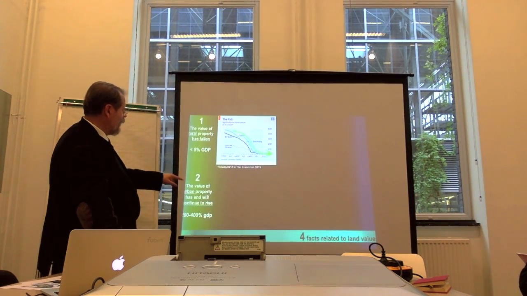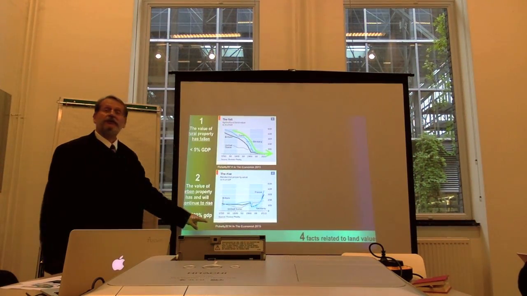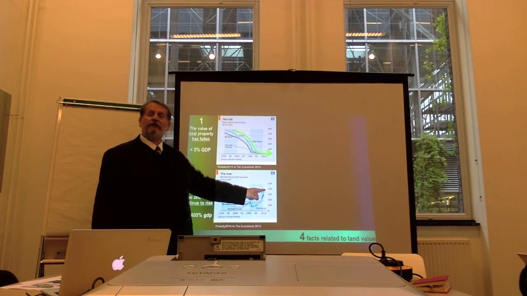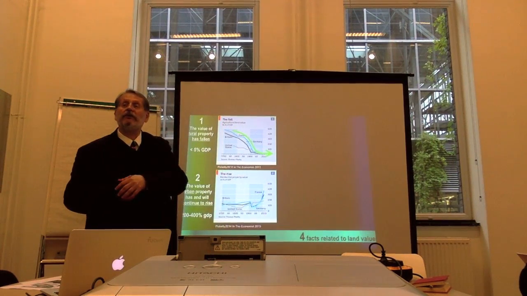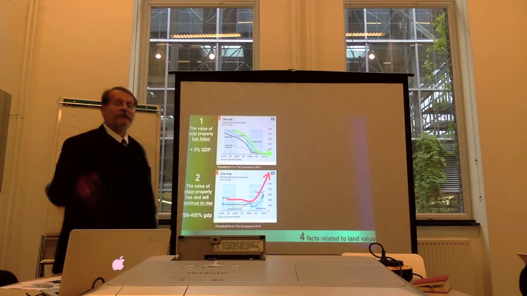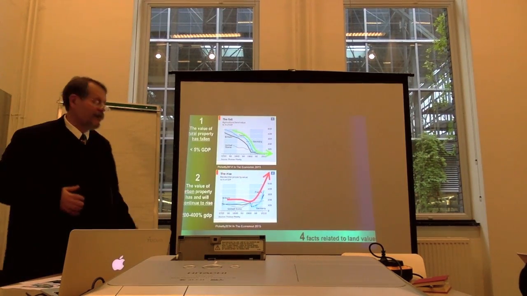On the other side, the value of urban property has risen and will continue to rise: 200 to 400% of GDP. Twice, or sometimes 4 times as in France, higher than what they produce every year. So this is going on. If there is wealth going up in this world, it is urban.